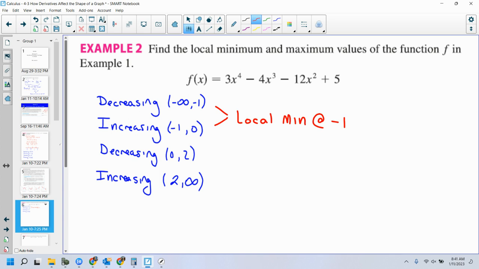Then I can say, well, if it's increasing from negative 1 to 0, and then it flips at 0, and from 0 to 2, it starts to decrease. What is that telling you at 0? It's a local maximum.